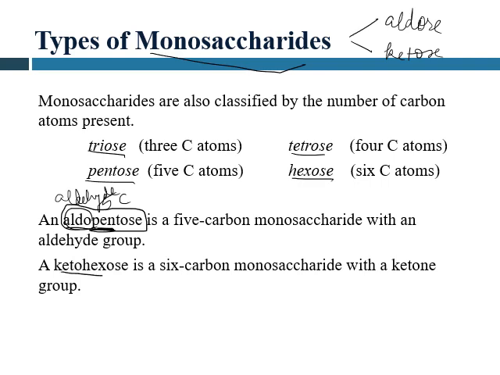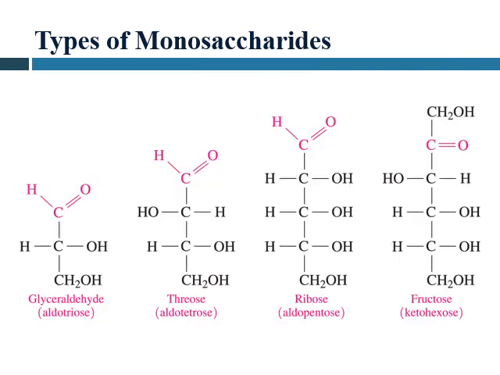Ketohexose would be a carbohydrate which has 6 carbons. Hexose means 6 carbon. Keto means it has a ketone group, or you can say it's a ketose sugar. So a ketohexose is a 6 carbon monosaccharide with a ketone group. So you might see these names: aldotriose, ketose, aldopentose, aldotetrose, aldohexose. Those just tell you what number of carbon atoms and what type of carbonyl group is present in that monosaccharide.